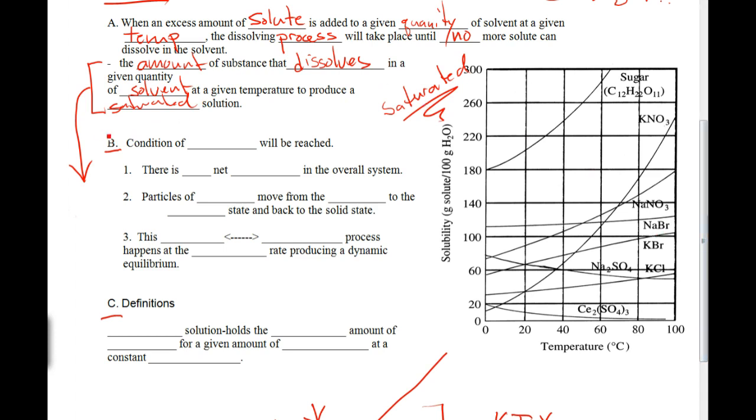All right, so let's start here on B. We're going to talk about a new word to us, and it's a condition of equilibrium. It says equilibrium will be reached. That is referring to up here. Whenever we put our sugar in our milk, we put the sugar in until it can't dissolve anymore, and we have what we call an equilibrium.